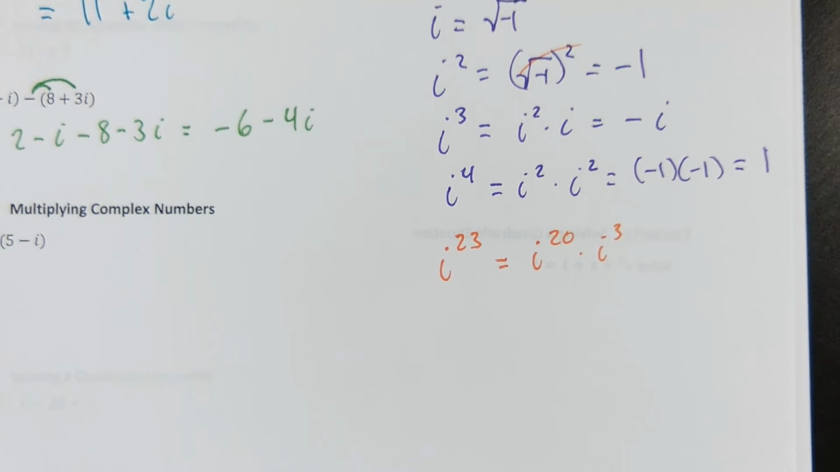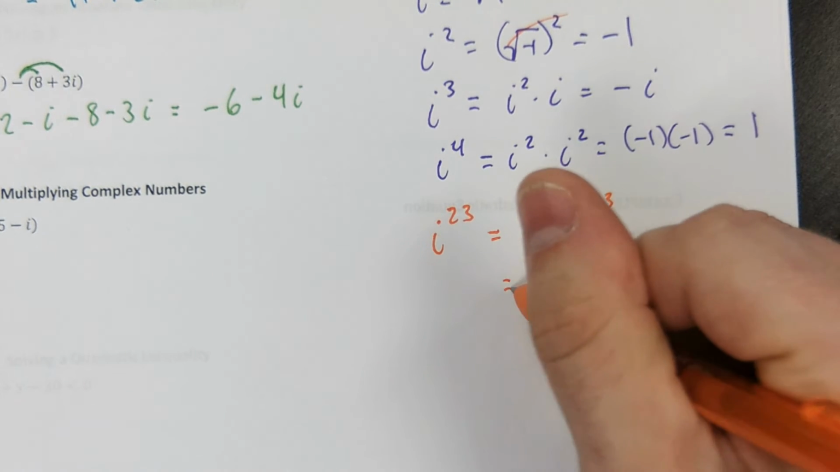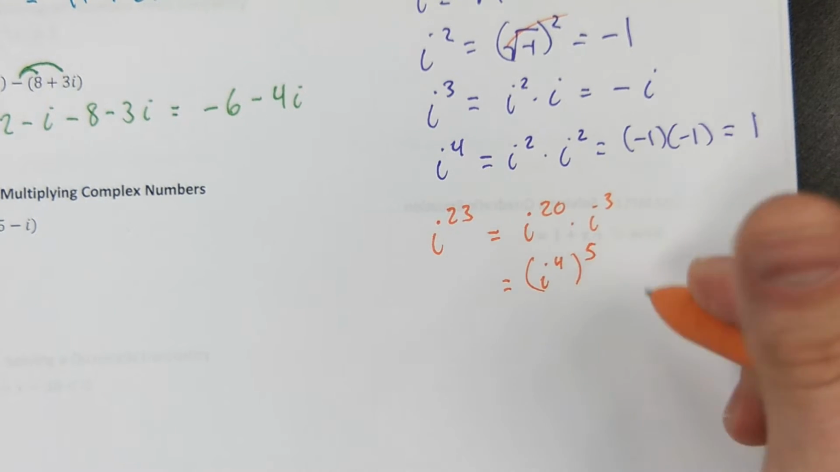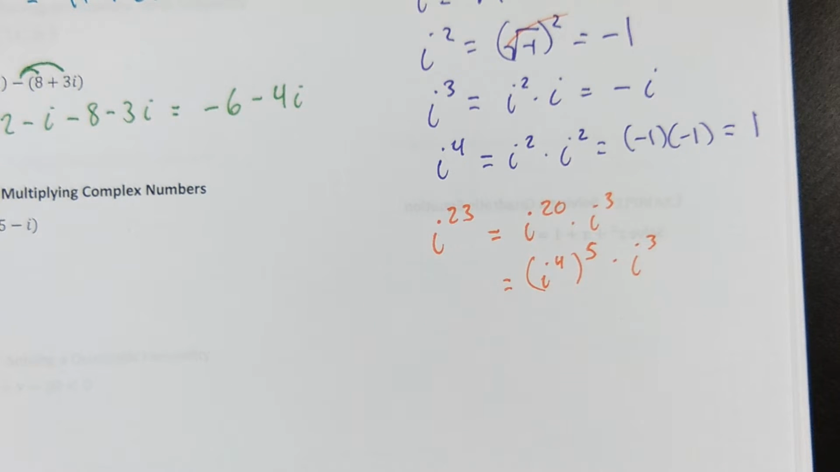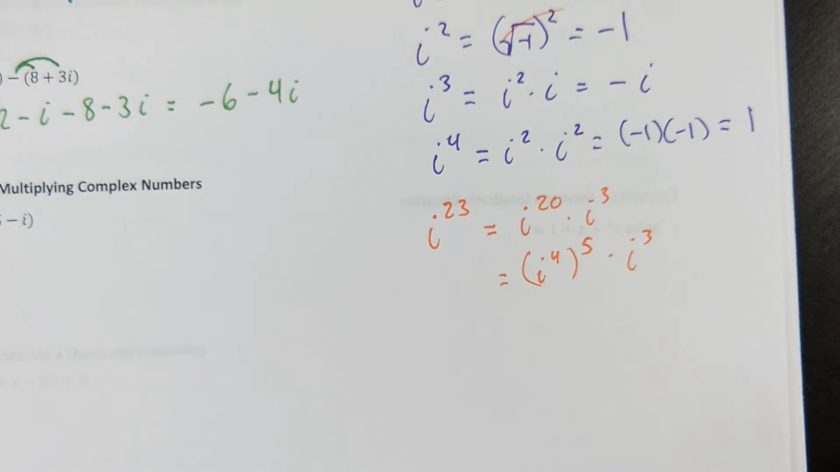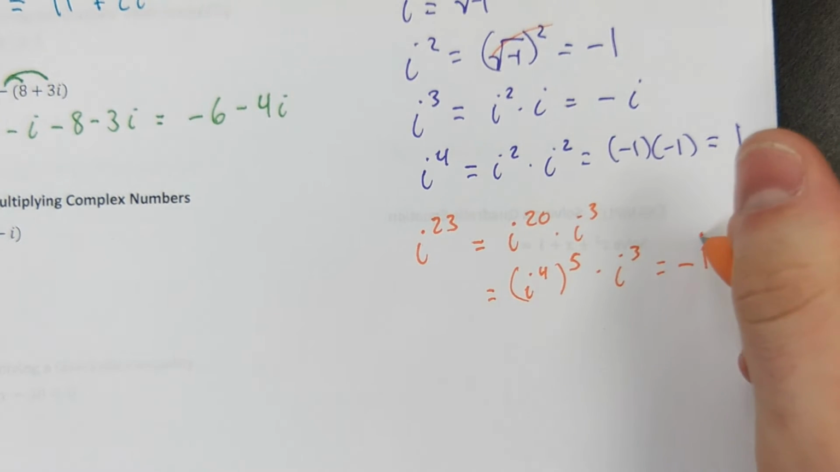But if you remember, power to a power means you multiply. Then instead of saying i to the 20th, you could say i to the 4th to the 5th. But every i to the 4th power is just a 1. So this literally says 1 to the 5th power, which is 1, times i cubed. And i cubed is negative i. Am I going to test you on that?